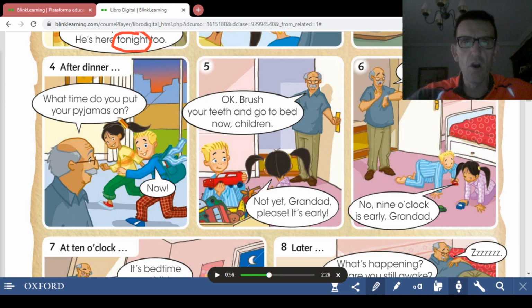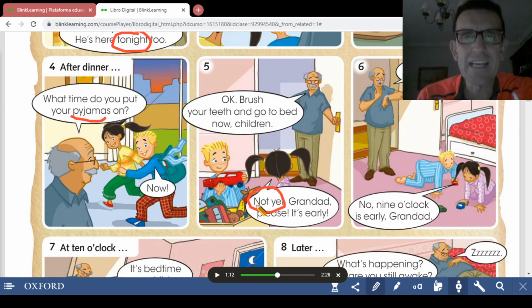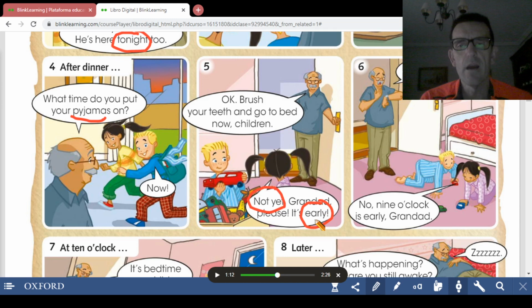And here we have an expression, not yet. No se dice yet. Es como cuando decimos sí. En inglés sí no es yes, como si fuera una L. Es yes. Y aquí igual, not yet. Como si fuera una I, una E y una T se pronuncia. Not yet. Y significa todavía no, abuelo. Not yet, Grandad. Please, por favor. It's early. Es temprano. Si quieres copiar temprano porque tampoco te lo sabes, lo pones. Entonces copiamos. Not yet, todavía no. Early, temprano.